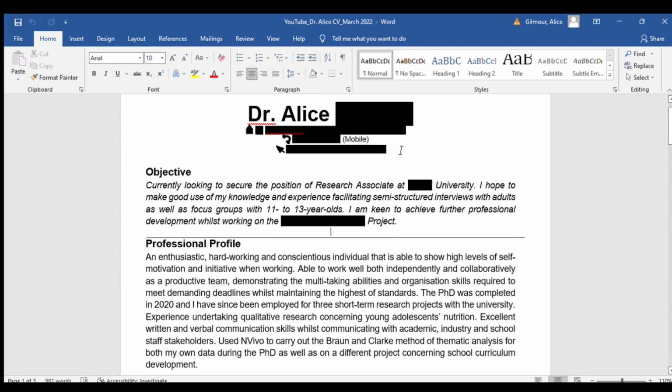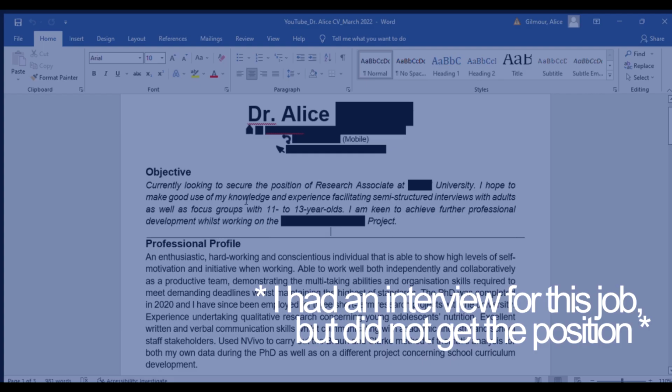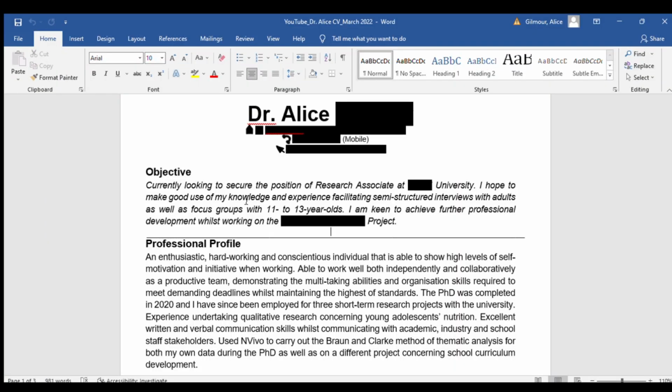And then this CV is for a job which I applied for about 6 months ago. So I was working with Year 6 pupils, which in England means primary school aged pupils aged 10 to 11 years old, and the job role was doing interviews and focus groups with pupils, parents and school staff, looking at how coronavirus had impacted their levels of physical activity.